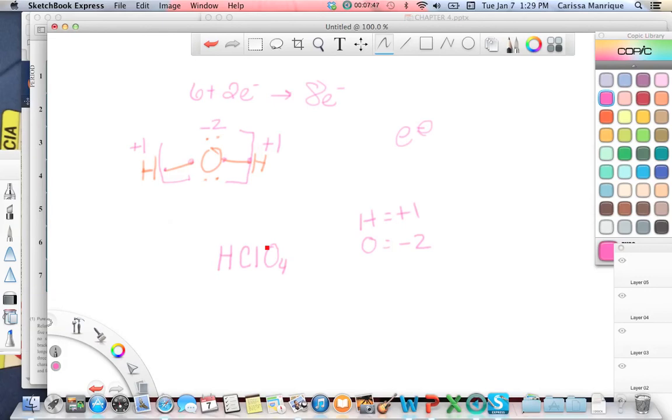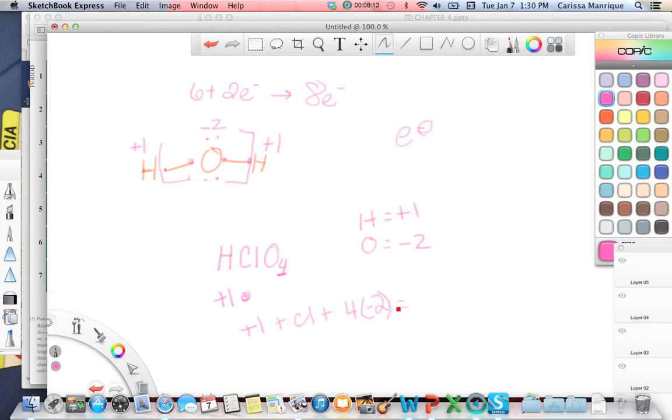So we just figure this out. I know hydrogen is a plus 1, so I have a plus 1 for hydrogen. We don't know what chlorine is, so I'm going to put plus chlorine. Plus, we have 4 oxygens, right? That's what it says, 4. And we know all those oxygens have a negative 2 charge, or oxidation state.